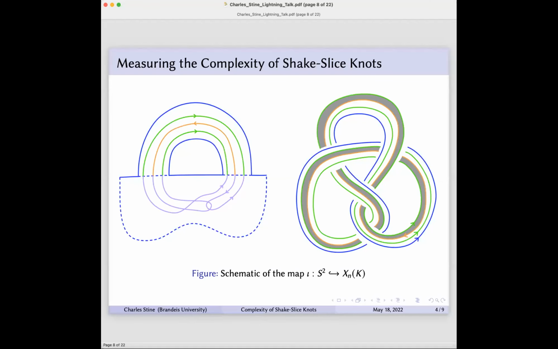And the thing to notice is that we can always isotope such an embedding around until it intersects the 2-handle in a collection of these parallel copies of the core. And so this gives us a natural idea of how to talk about the complexity of these spheres. We just ask, what is the minimum number of cores that we see when we intersect the sphere with the 2-handle, minimized over the entire isotopy class of the embedding?